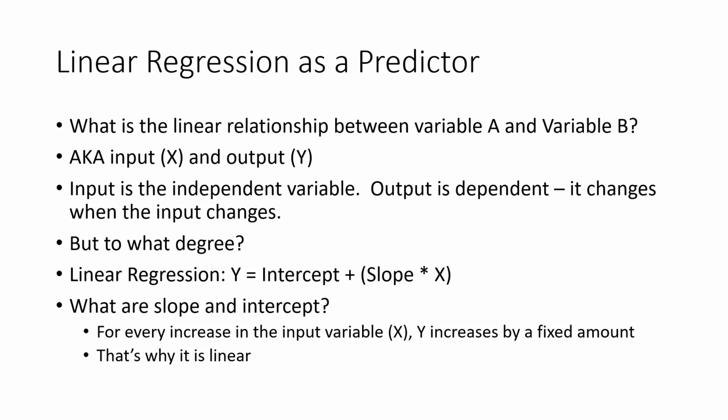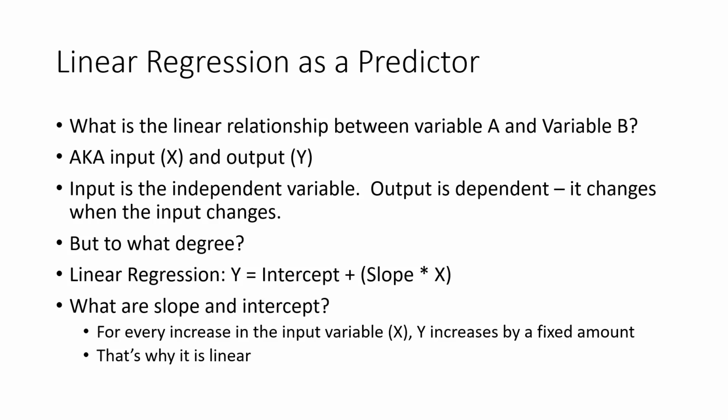Slope is the amount of change in Y for each unit change in X. And so what that basically means is that when X goes from 10 to 11, it will change in a predictable and linear manner, and that is defined by slope. So that's why you see the slope times X.